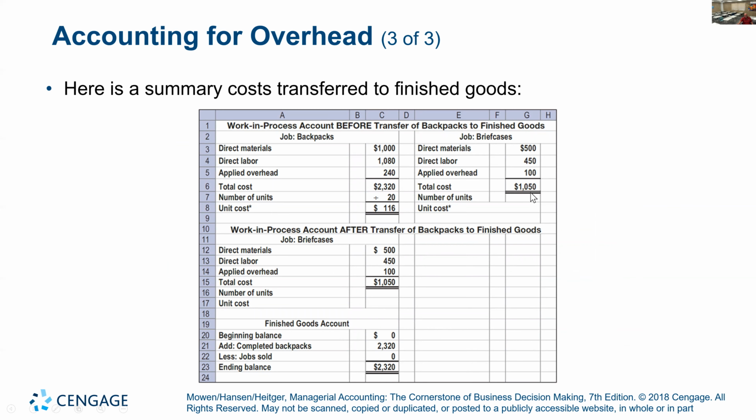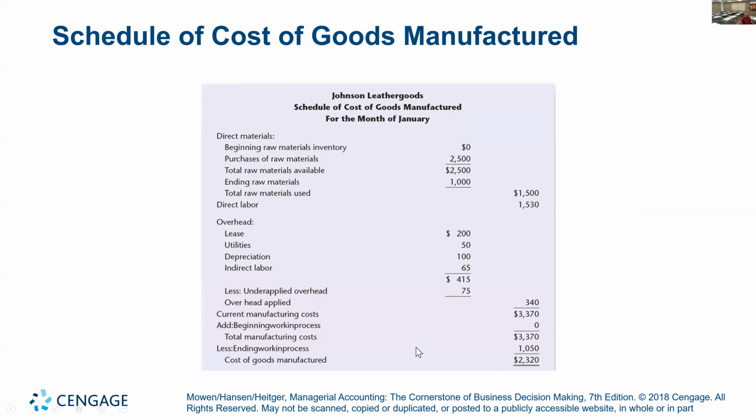Here we get a unit cost. Okay, the briefcases are not done yet, so that's why we don't have a unit cost for them. We have a unit cost here for the backpacks that were completed. And it's just showing you this is still in the work in process inventory. This went into the finished goods inventory.